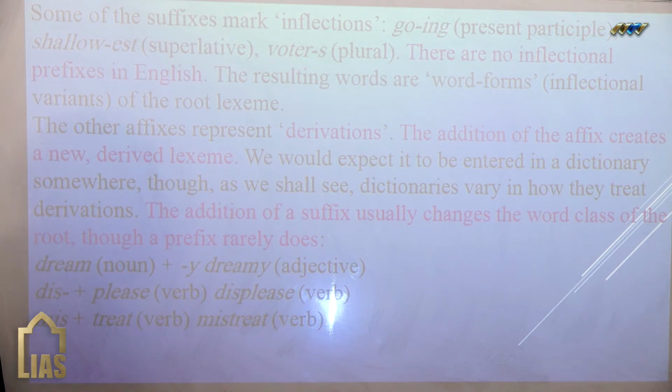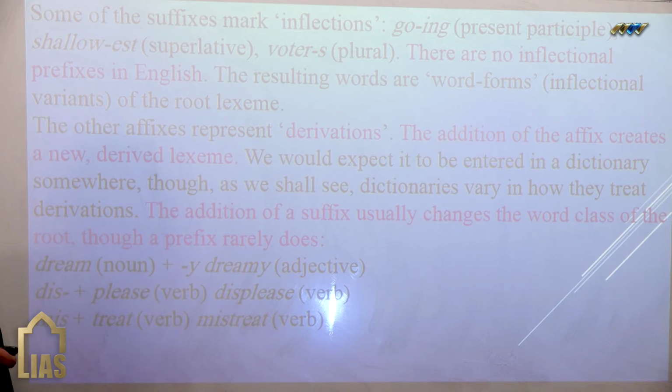You remember usual, usually. Adjective changed into adverb. We would expect it to be entered in a dictionary somewhere. Though, as we shall see, dictionaries vary in how they treat derivations. The addition of a suffix usually changes the word class of the root, though a prefix rarely does.